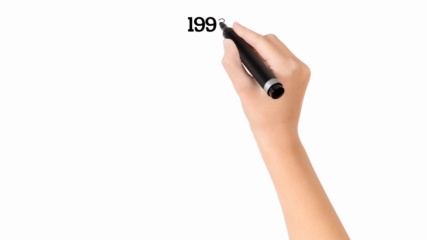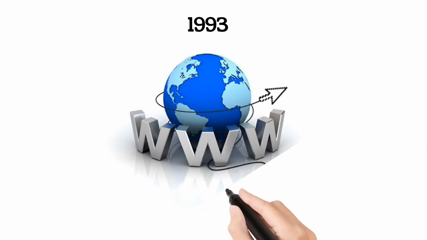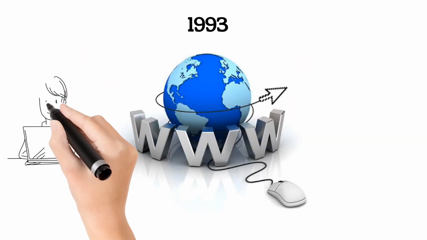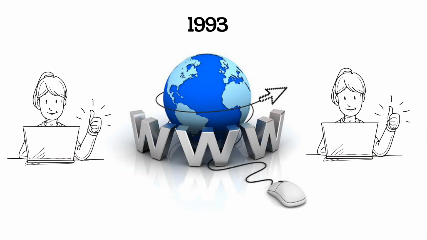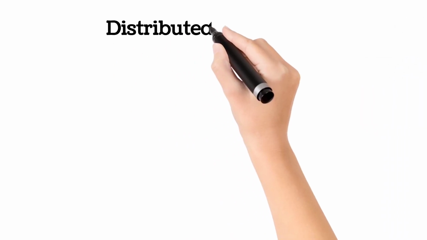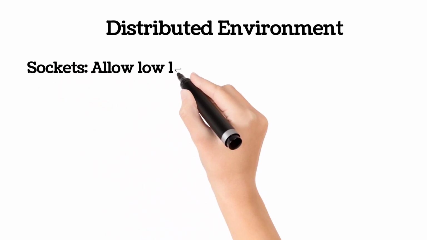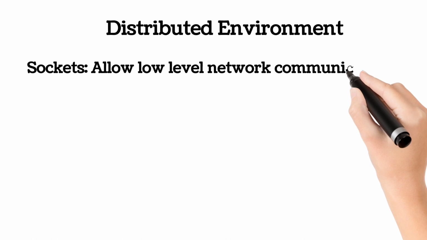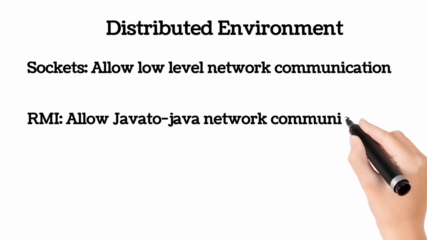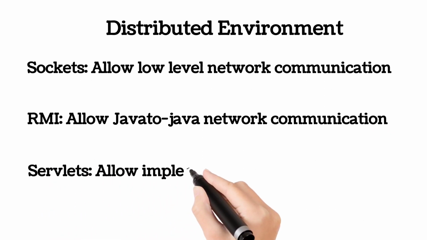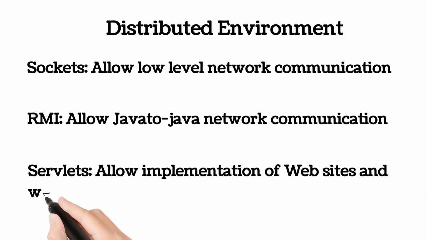In 1993, the World Wide Web became very popular and people were using their systems to communicate with one another. And Sun Microsystems also wanted to add some features into Oak to make it a distributed environment language. So they added sockets that allow low-level network communication, RMI that allows Java to Java network communication, and servlets that allow the implementation of websites and web services.